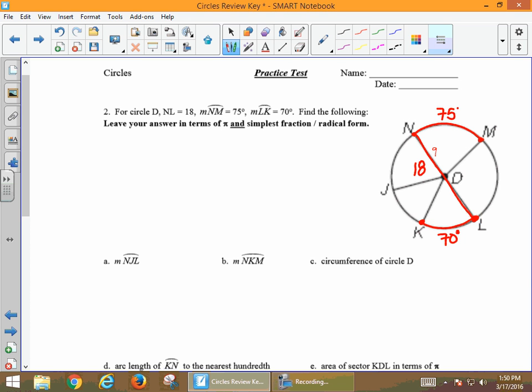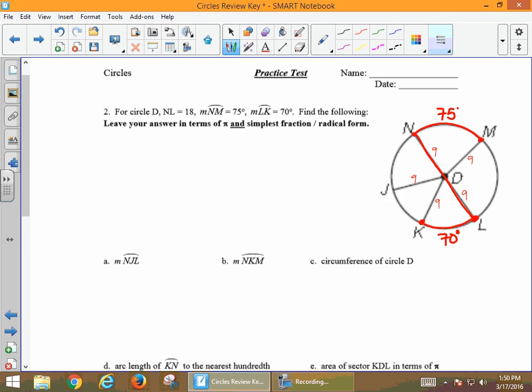This is 9. This segment here is 9. This segment here is 9. This segment here is 9. And this segment here is 9. So I have a whole bunch of 9s. All of those radii are all 9s.